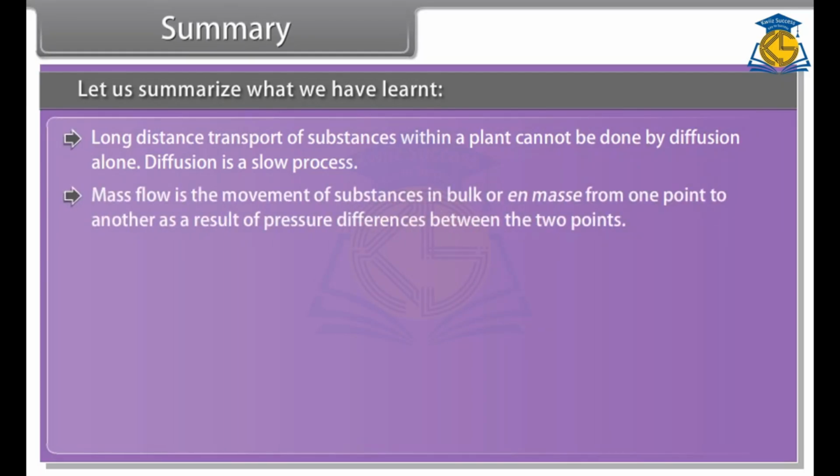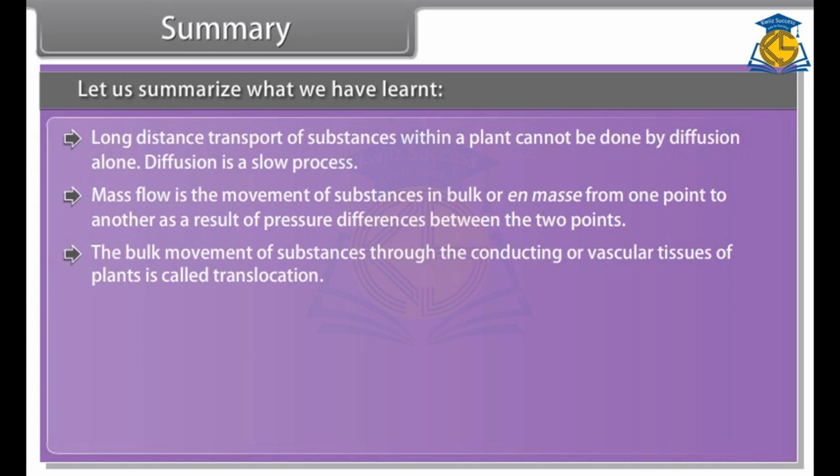Mass flow is the movement of substances in bulk or en masse from one point to another as a result of pressure differences between the 2 points. The bulk movement of substances through the conducting or vascular tissues of plants is called translocation.